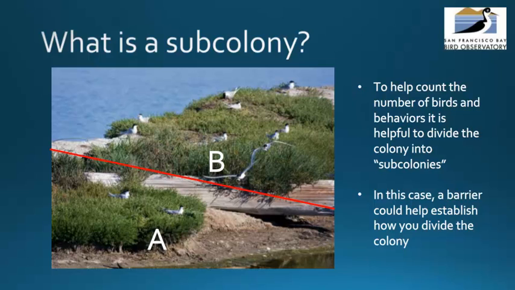For the species that you will be tracking, you might encounter very large colonies of birds. In order to help keep track of the individuals and behaviors, it can be helpful to divide the colony into subcolonies. In this case, a barrier could help establish how you divide the colony. You can label one side A and the other side B. Or the birds could be nesting on different islands, each of which could be its own subcolony.